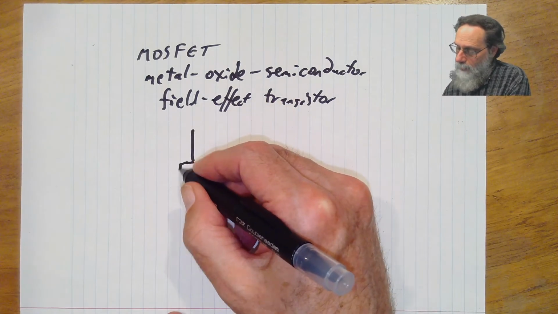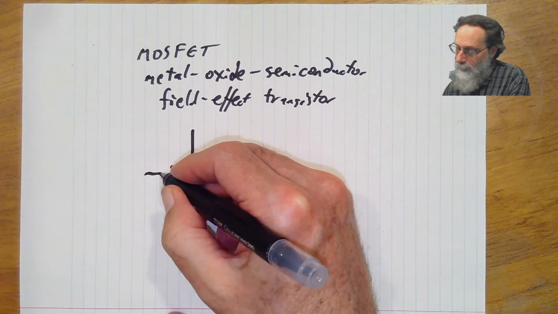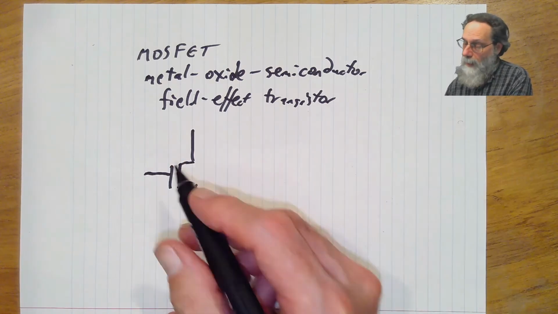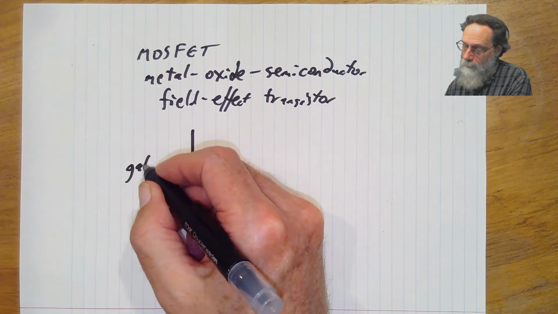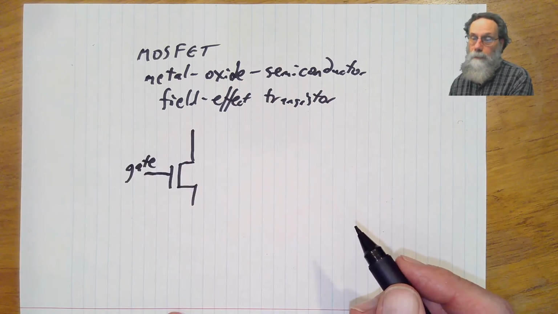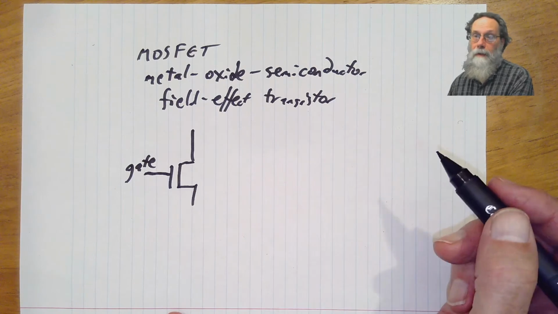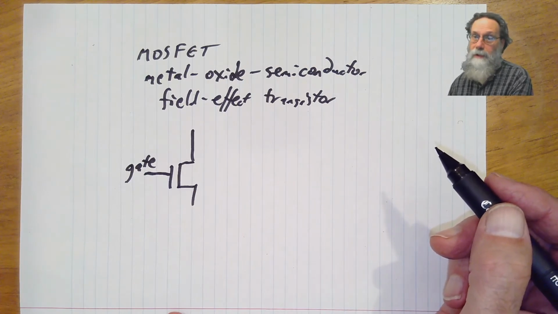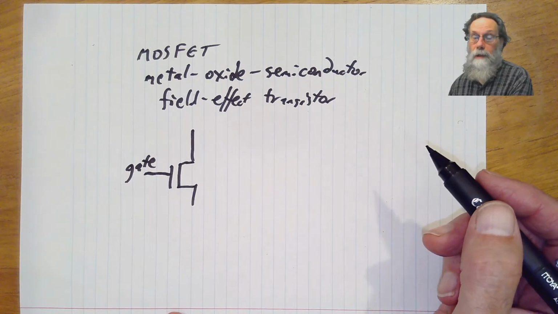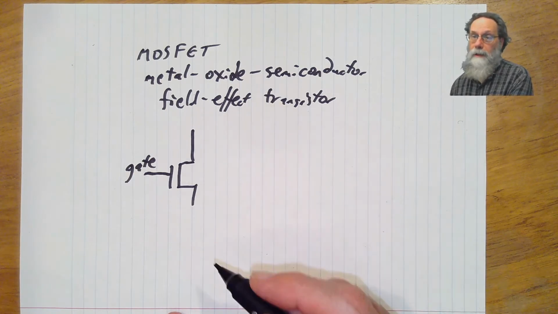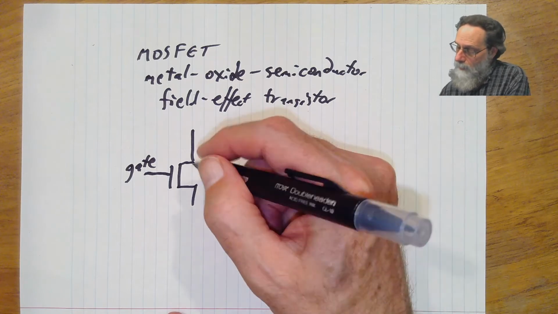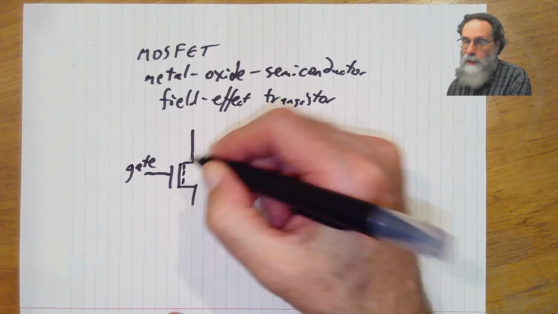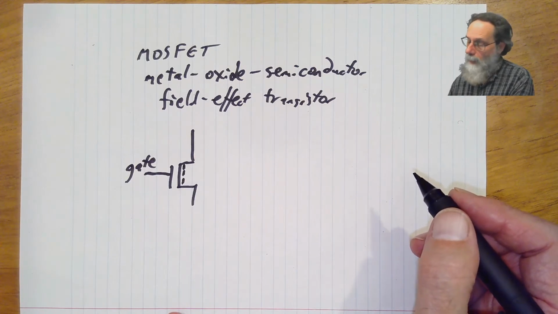The symbol is intended to remind you of the metal oxide semiconductor nature, because we have the gate, which is the metal. Then we have an insulating layer, which is silicon dioxide, the oxide layer. Sometimes it has some silicon nitride in it also, but in any case, it's an insulator. And then we have the semiconductor. And because these are enhancement mode devices, we usually do a dashed line for the symbol.